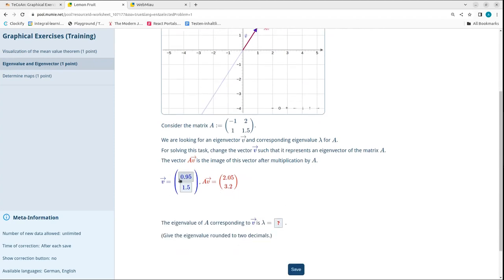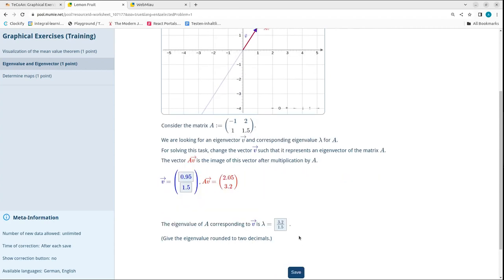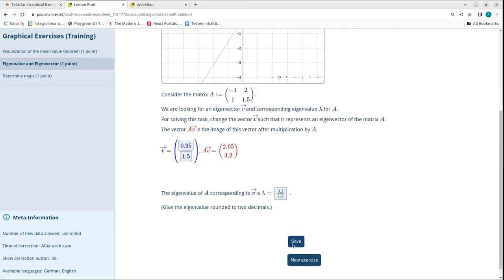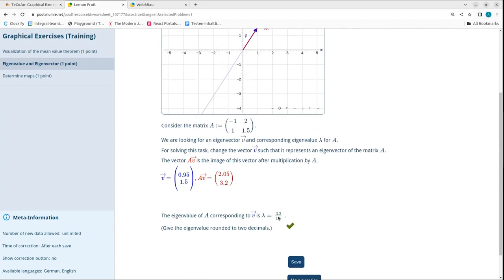So this is our vector 0.95 and 1.5, and 2.05 and 3.2. What is the eigenvalue? It's the ratio of, for example, the two lower numbers, so it's 3.2 over 1.5. I don't cancel it now. I could tell the student to cancel it to get really a fraction, but it's also okay if I write it that way. And if I put in save, then it says I did everything correct.